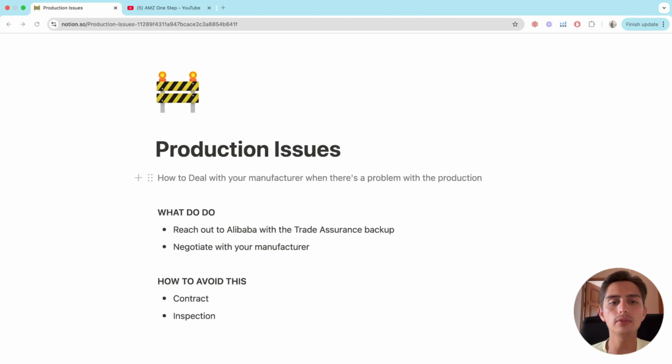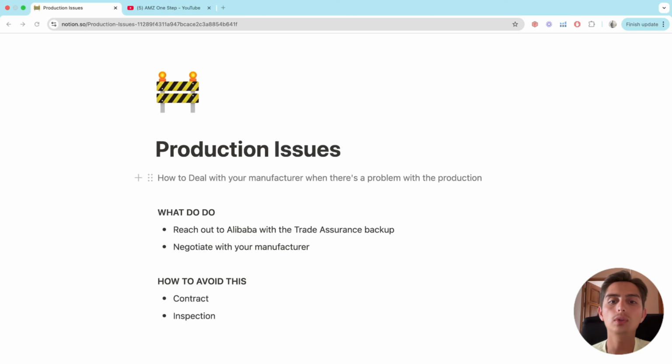First of all, we have to take care of the main issue. The problem we have right now is that there is a production issue. Either your units are broken, or you have stickers on your units that are falling apart, or whatever you consider a major production issue. The first thing we're going to do is reach out to Alibaba with the trade assurance backup.